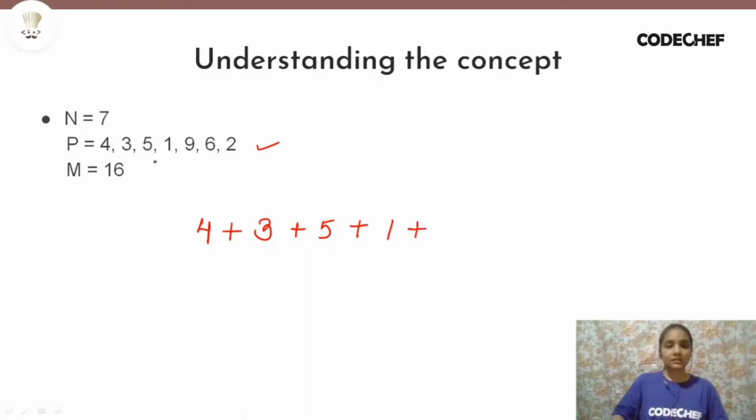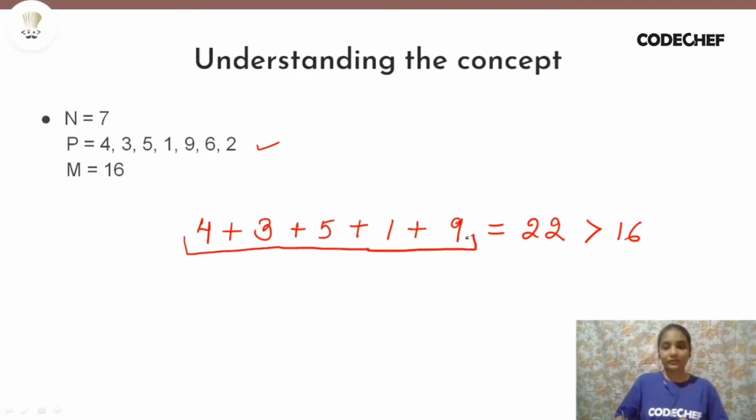Now the fifth plate is the one with 9 meatballs. So we'll add 9. What is 13 plus 9? 22. So now it has become greater than 16. So this totals to 22. Now 22 is greater than 16. So we got our answer that 5 plates at least we need so that minimum m number of meatballs can be eaten. But this is not the minimum number of plates. What we need in this question is the minimum number of plates.